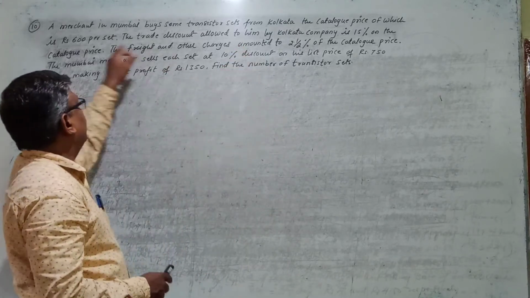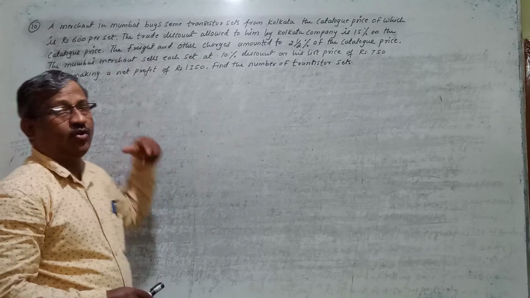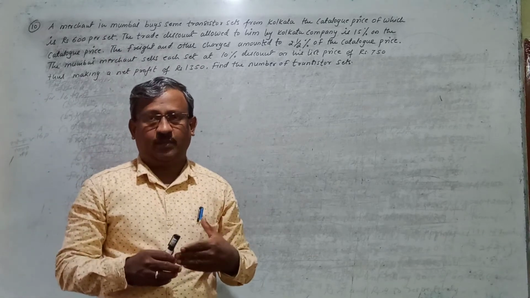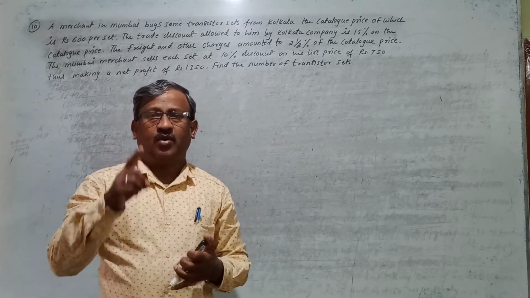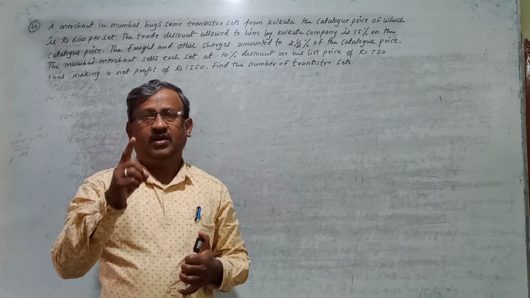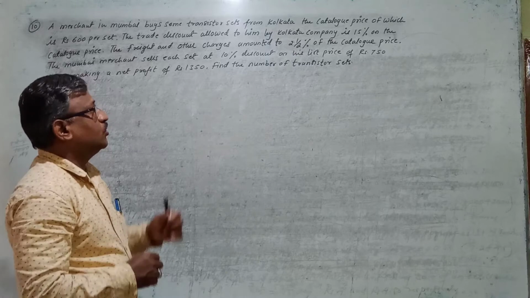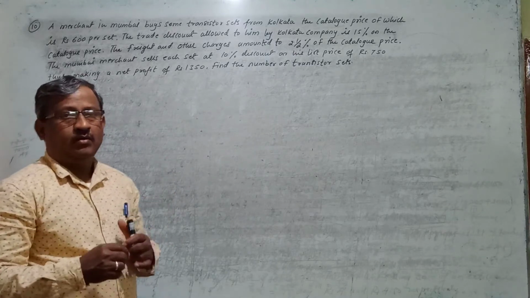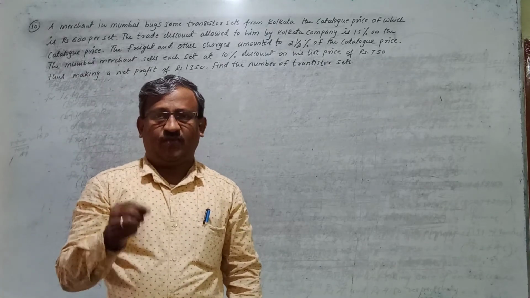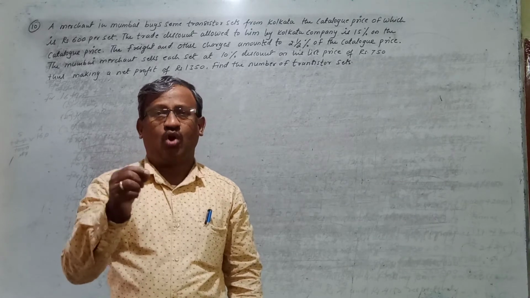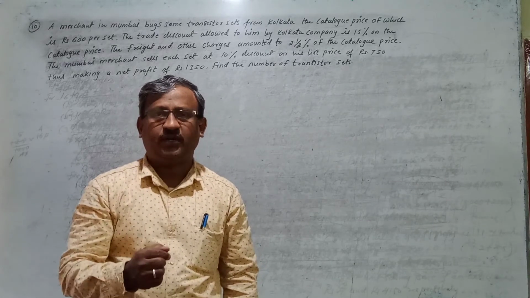So here, whatever they have given, 600 per set, this is the catalog price per set, remember. So here we have to find out the profit made per one transistor set. So let's proceed with the solution. Let's calculate what it costs to buy one transistor set from the Kolkata company. How much it costs the Mumbai merchant, that we have to determine.